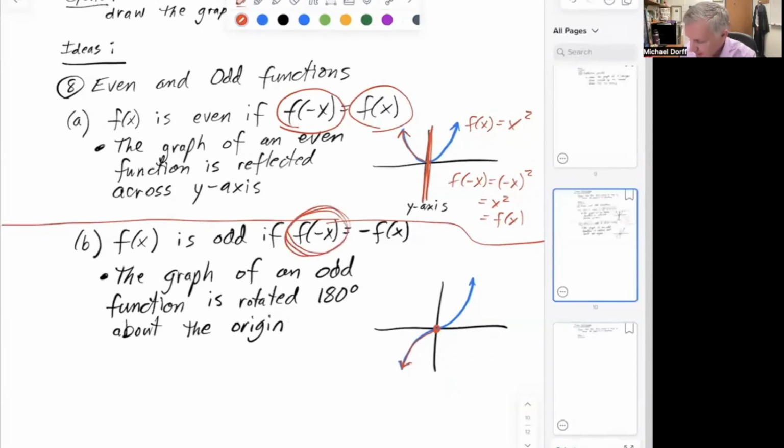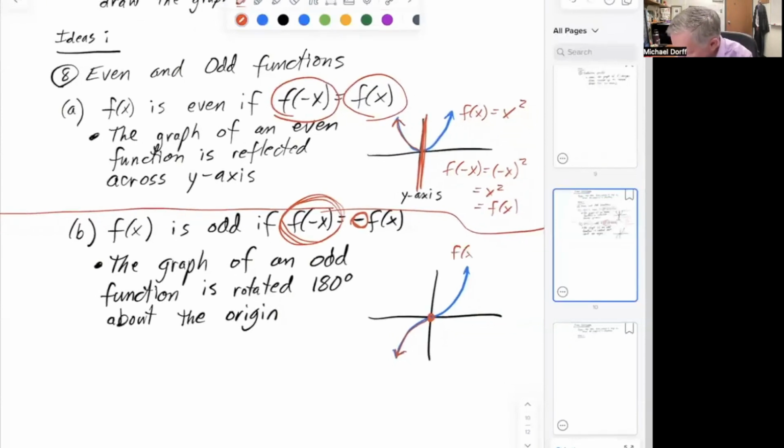I look at f of negative x, but in this case, I don't get f of x, but I get negative of f of x. And the graph of an odd function is rotated 180 degrees about the origin. An example of this would be f of x equals x cubed.